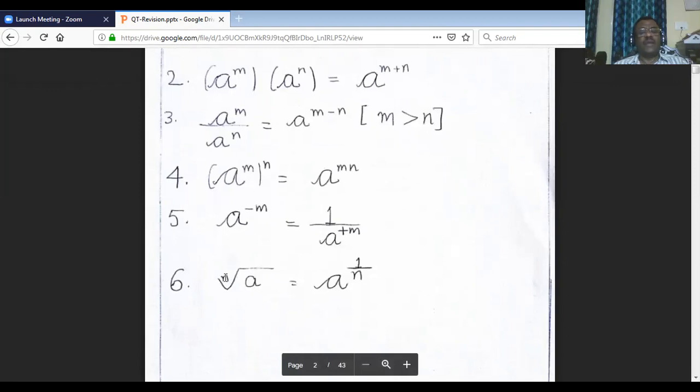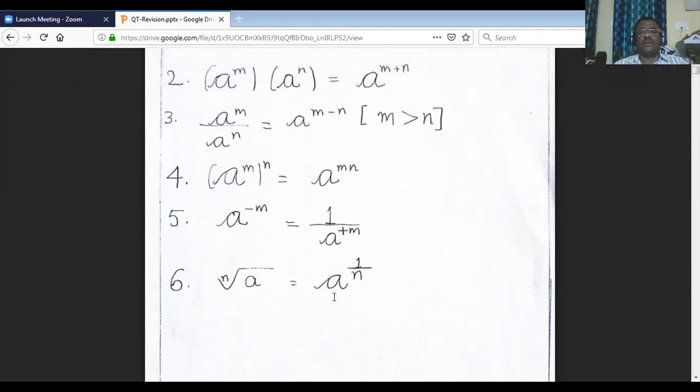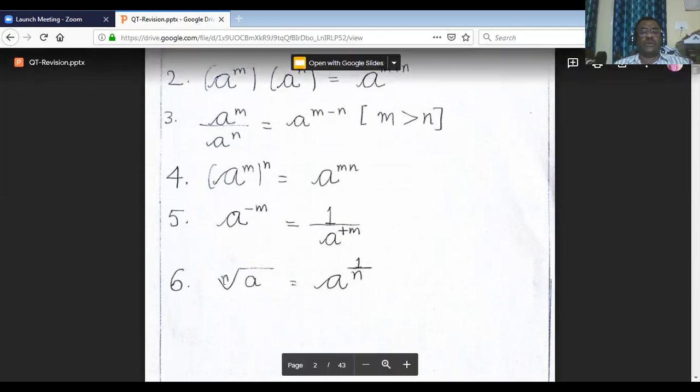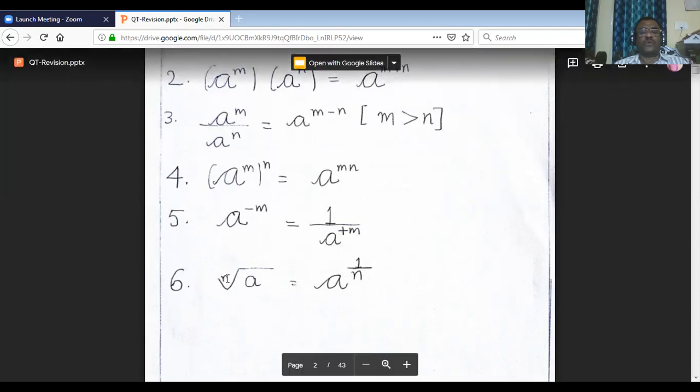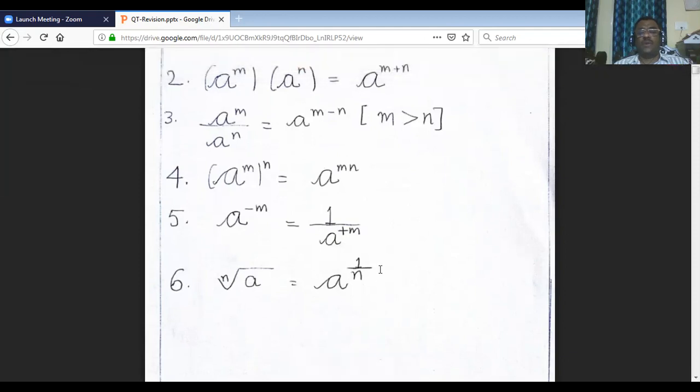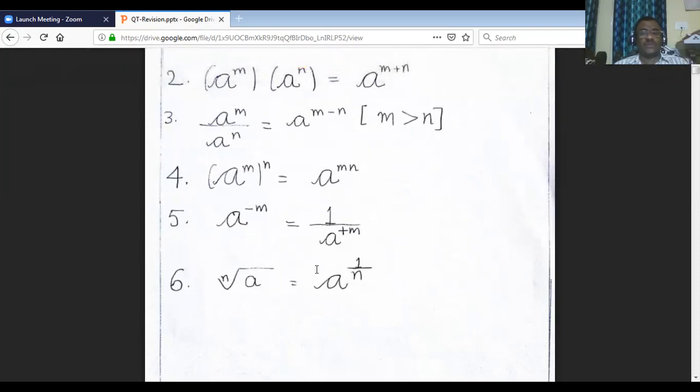Next, nth root of a is equal to a to the power of 1 by n, converting roots to their exponential form. If it's a square root of a, that is going to be a to the power of 1 by 2. Cube root of a is a to the power of 1 by 3. Fourth root of a is a to the power of 1 by 4. These are some of the basics of laws of indices.